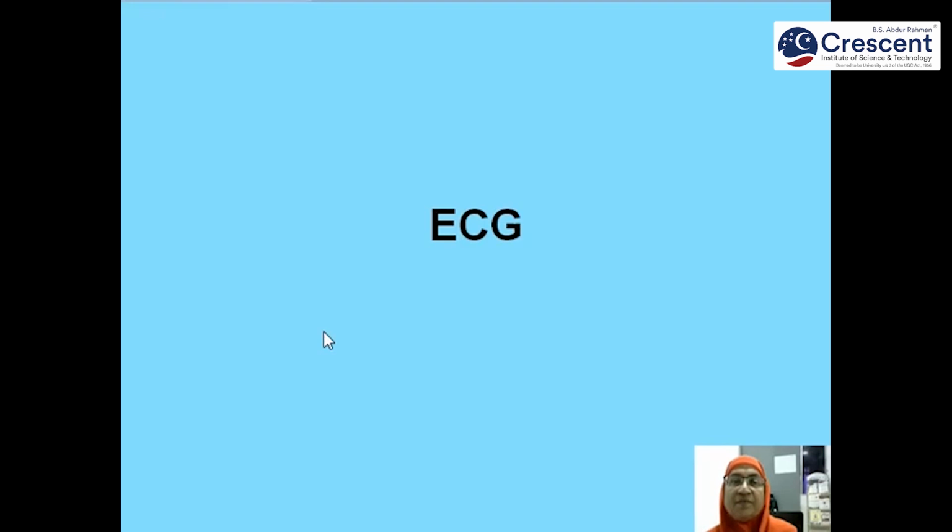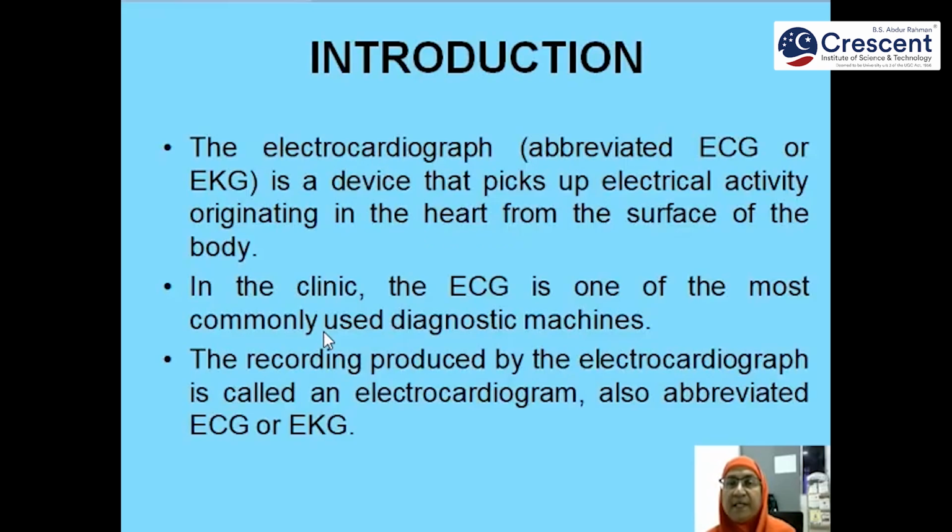In today's class, we will see about what is an electrocardiogram. The electrocardiogram is the electrical activity that originates from the heart, recorded from the surface of the body. In the clinic, the ECG is one of the most commonly used diagnostic machines. The recording produced by the electrocardiograph is called the electrocardiogram. So the recording is called the electrocardiogram and the instrument is called the electrocardiograph.